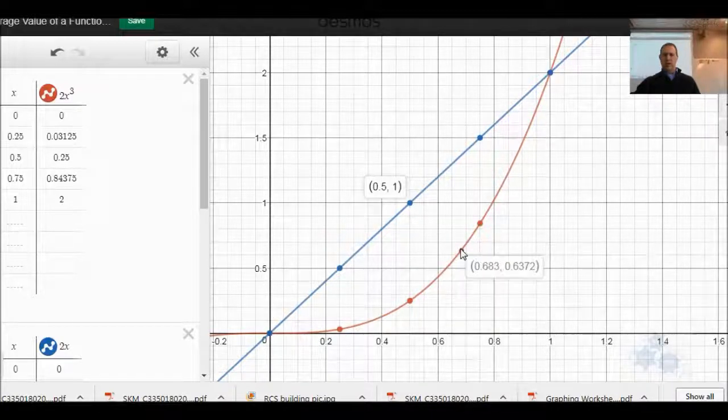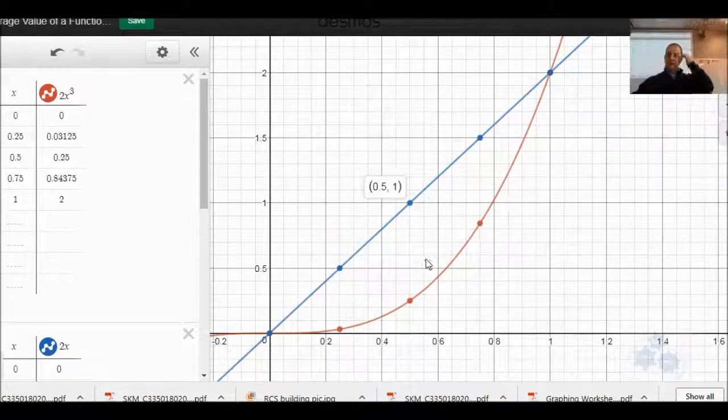Sorry, I'm looking at the wrong one. 0.6, it's up here. 0.625. Yeah, right here, 0.625. The average value is here. Okay? So, do you have to do this table of values? No, you don't. There is an easier way, but what I'm trying to communicate is the concept of what the average value of the function is.